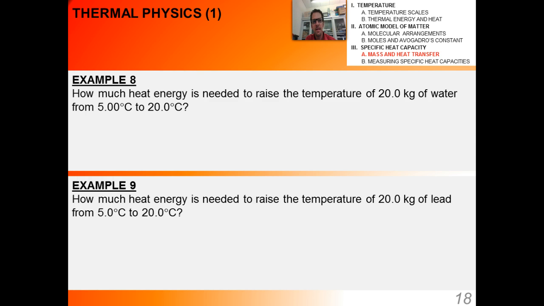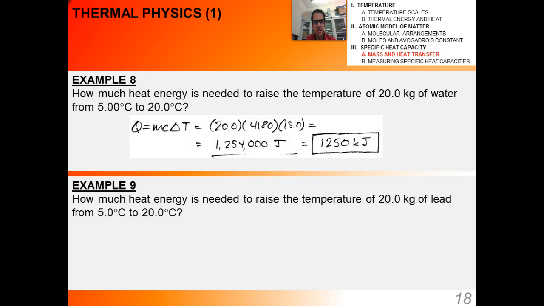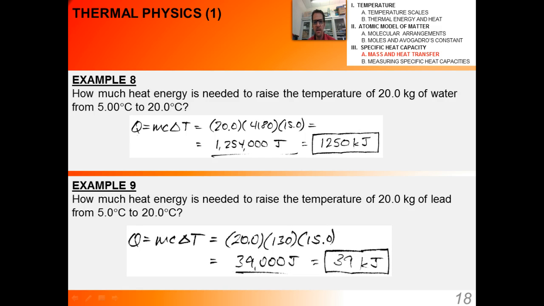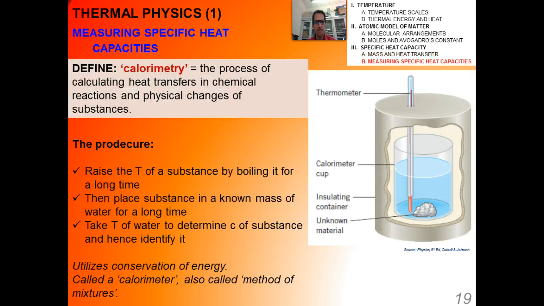For example, 8, how much heat is needed to raise the temperature of 20 kg of water by 15 degrees Celsius? Q equals MC delta T, I get 1250 kilojoules. Example 9, I got 39 kilojoules. So very, very straightforward stuff. Remember, lead and water have different specific heat capacities. They're very, very different in their chemical makeup, all right?